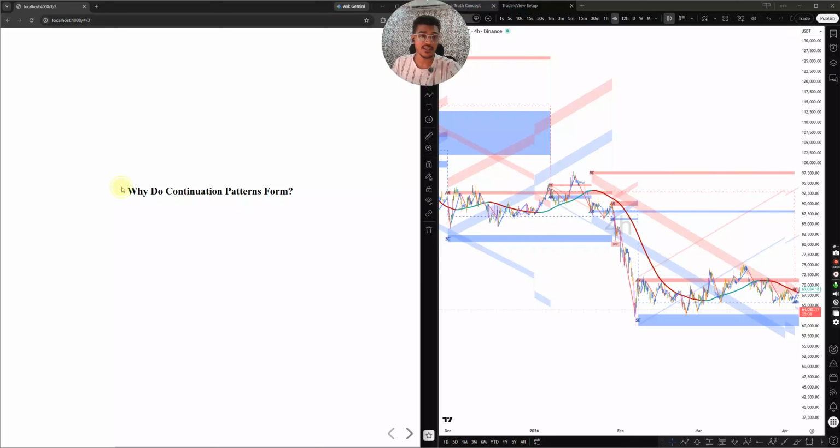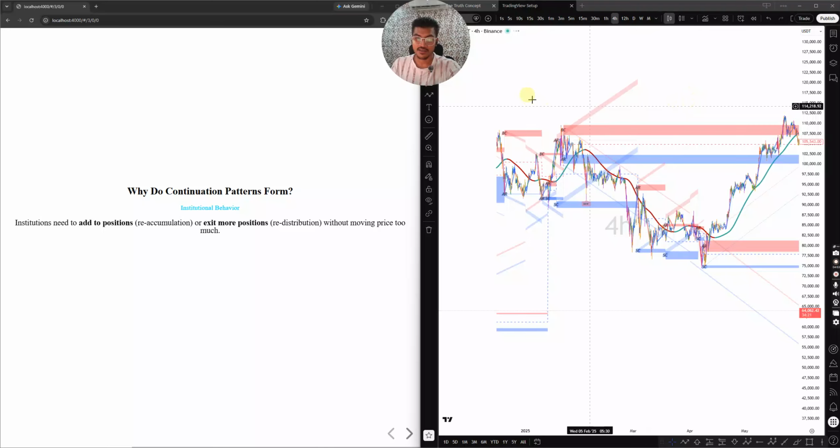So let's continue. Why do continuation patterns form? Institutions need to add to their positions, which we call reaccumulation, or exit more positions, which we call redistribution, without moving price too much. It's very simple, guys. If you're an institution and you need to add to or exit more positions, you need some sort of continuation pattern in the market without moving the price too much. When the institutions are adding to their positions, we call it reaccumulation.